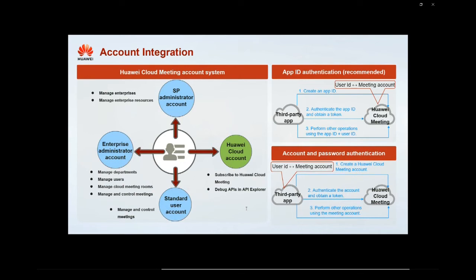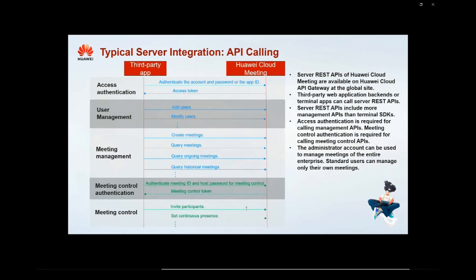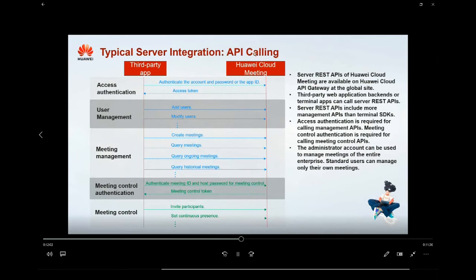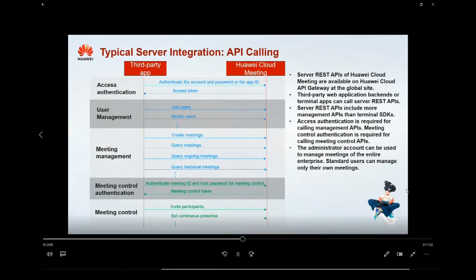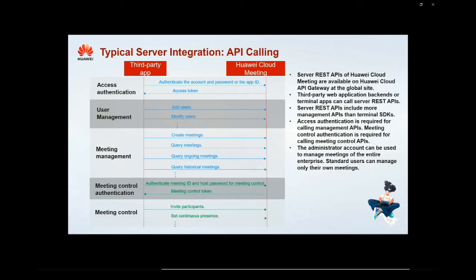Next, let's take a look at the server API query. Server REST APIs for Huawei Cloud Meeting are provided with the global site. The third-party web application backends or terminals can call server REST APIs. Server REST APIs include more management APIs than terminal SDKs.